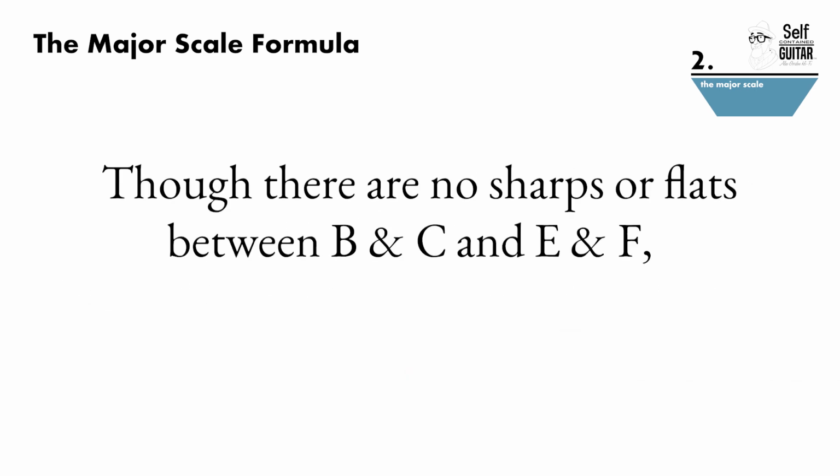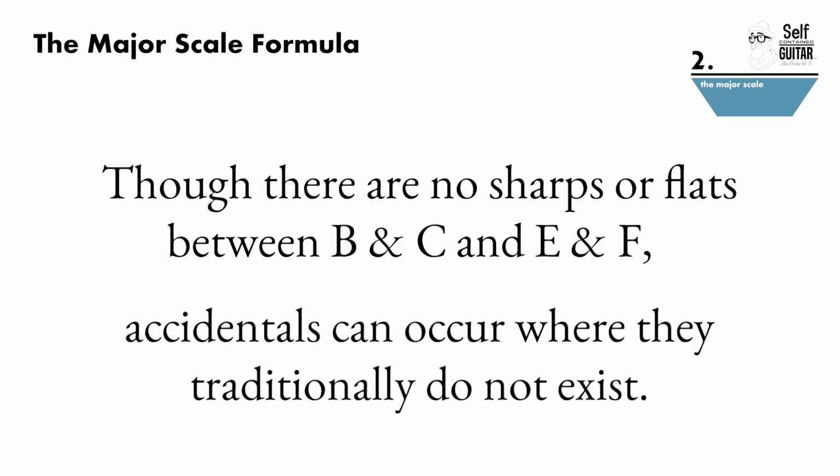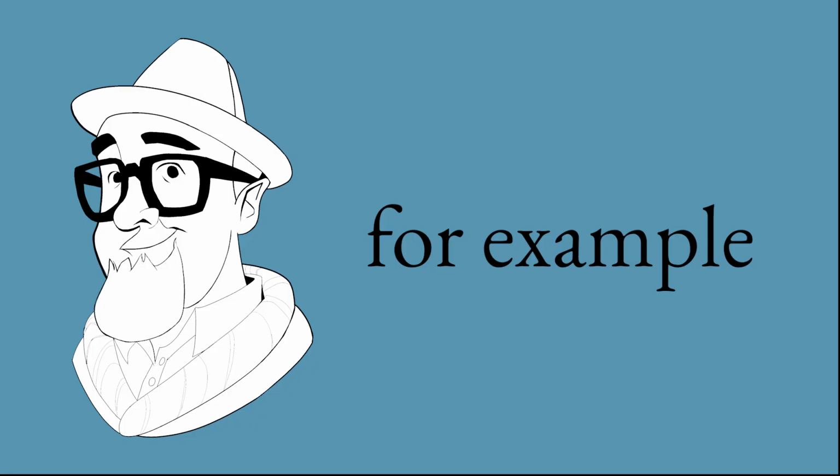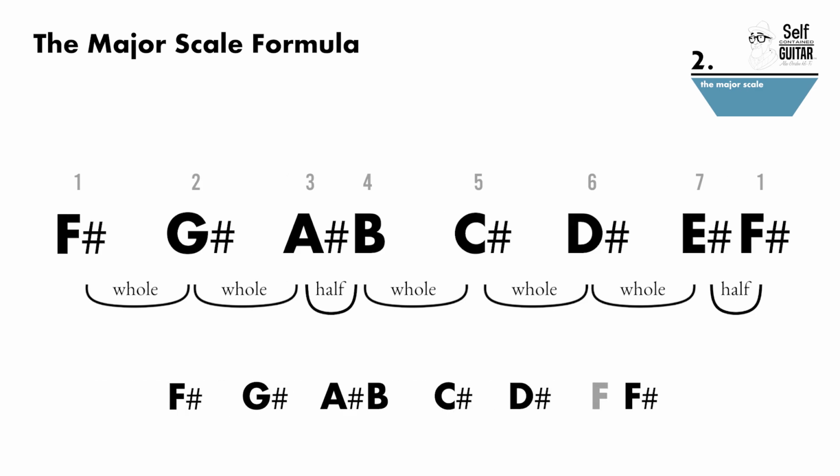Though there are no sharps or flats between B and C and E and F, accidentals can occur where they traditionally do not exist. For example, in the key of F sharp, F becomes E sharp to keep things alphabetical. There also can't be 2 Fs in a row.